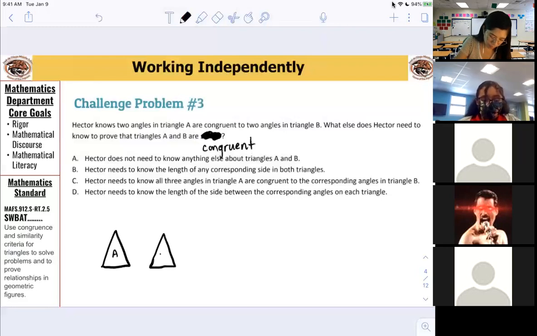Don't assume names. That's mean. It tells you triangle A and triangle B. I'm not assuming anything.